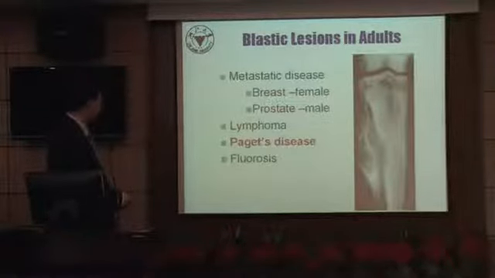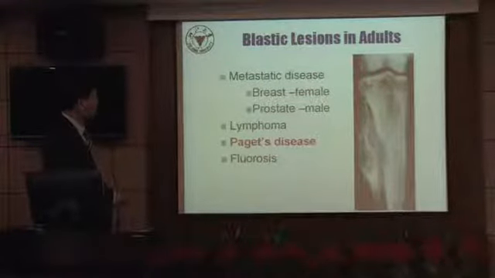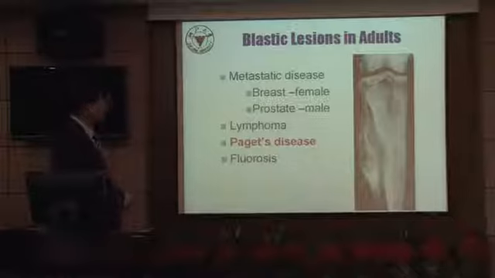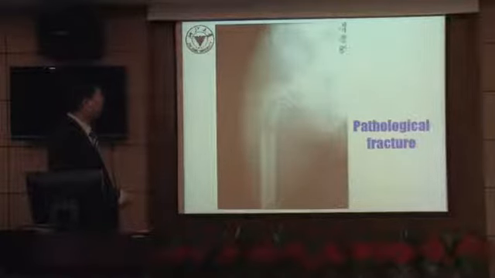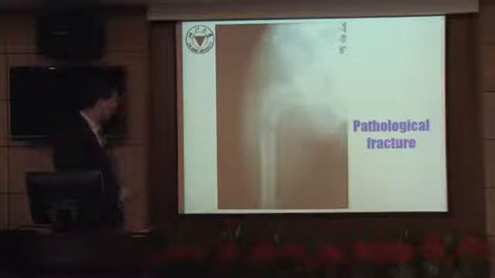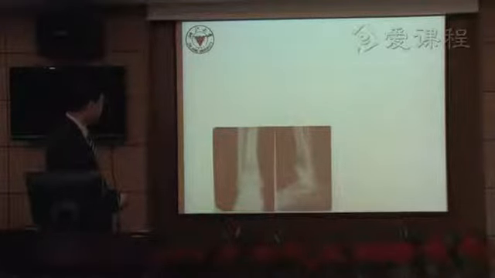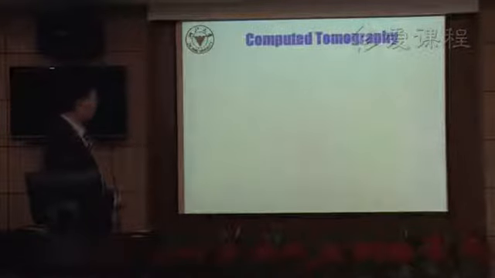And this picture shows Paget's disease. It can be a blastic lesion in adults. Here, in these pictures, we have pathological fractures. Also, it indicates that a tumor has happened. And this was a really good picture of the tibial part.